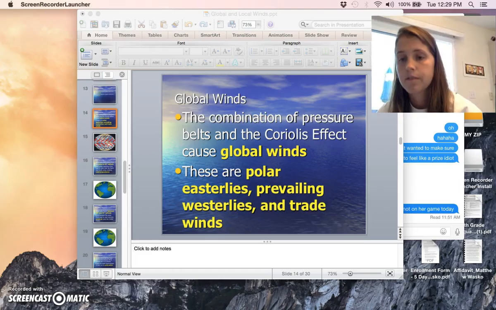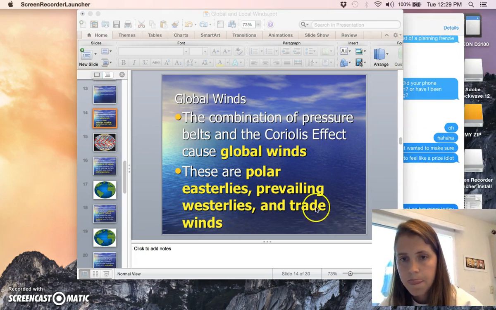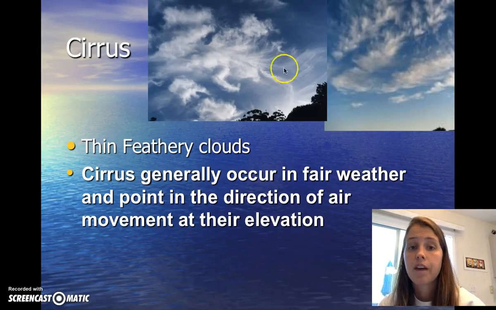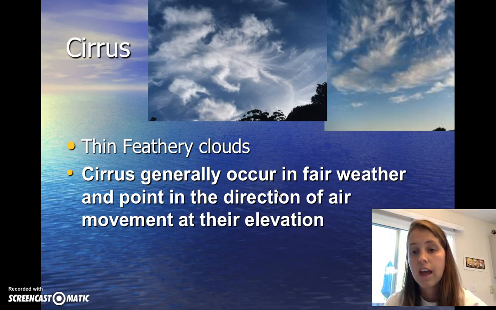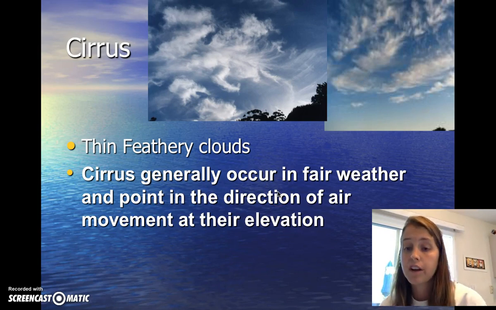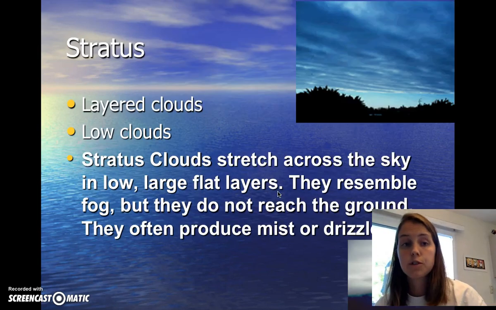So cirrus clouds. Move down here. Okay, cirrus clouds are thin and feathery. Okay, they generally occur in fair weather and point in the direction of the air movement. They are also very high, meaning when you're looking at the level that the clouds fall, they are technically very, very high in their altitude.